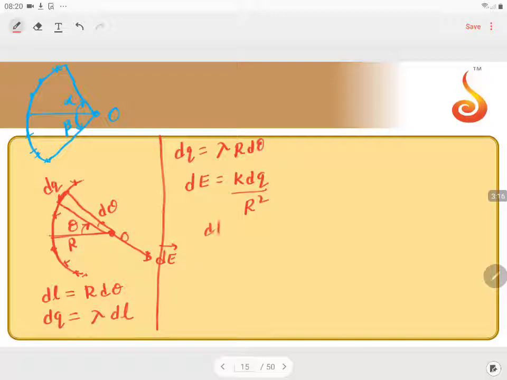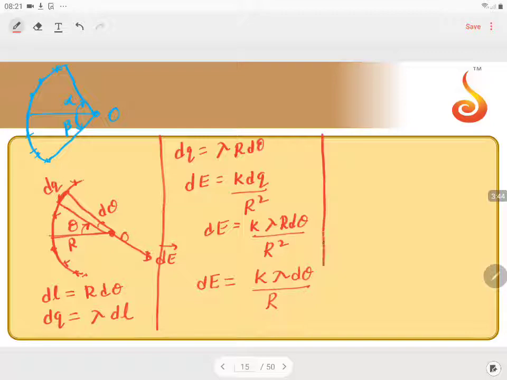So now we can substitute dq value. So k lambda r d theta divided by r square. So one r will be cancelled. So dE will be equal to k lambda d theta divided by r. So now this is the total electric field at the point due to this small elemental charge.